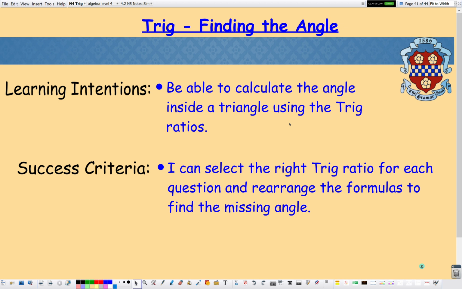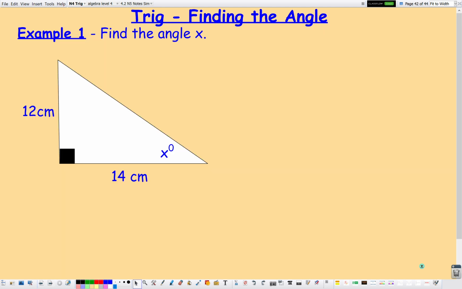So it is finding the angle using trig. Okay, so I've got a couple of examples to show you, and then I will ask you to do a few, and then we'll do our own kind of practice. So first thing I want you to do is make a quick sketch of this example one, this first triangle.